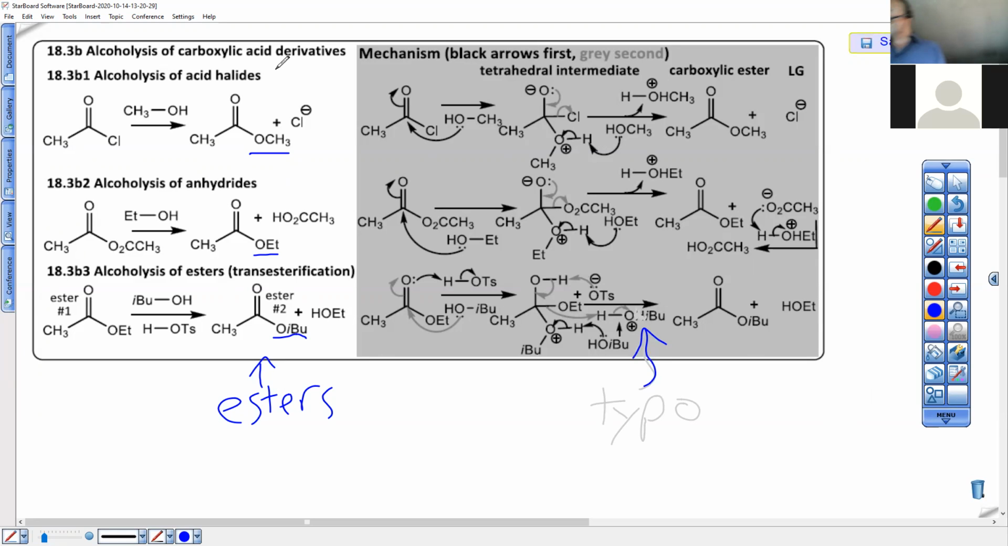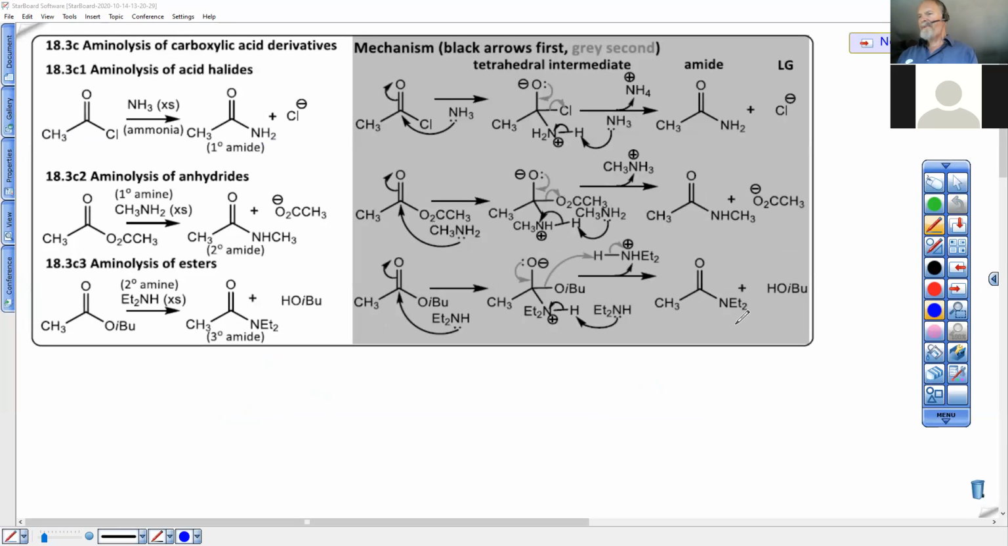So alcoholysis of carboxylic acid derivatives creates not carboxylic acids, but carboxylic esters. And then we'll use aminolysis. That's not using an alcohol, it's using an amine. And you'll notice the same scenario as the beginning. We don't need a catalyst here or here, but for some strange reason, we don't need a catalyst down here for the ester either. Our previous two examples of hydrolysis and alcoholysis both required an acid catalyst.